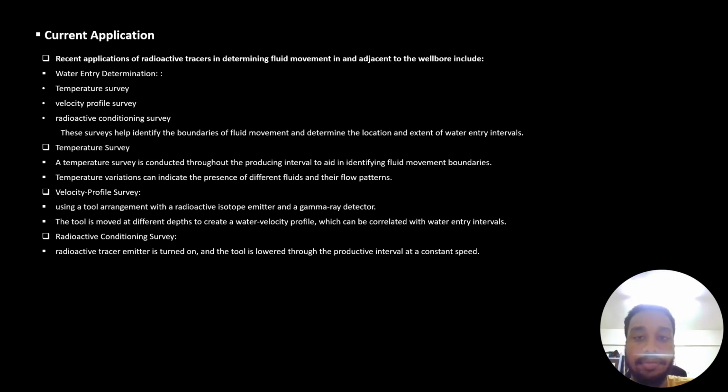Then we have the temperature survey. A temperature survey is conducted through the producing interval to aid in identifying fluid movement boundaries. Temperature variations can indicate the presence of different fluids and their flow patterns. We also have the velocity profile survey. This survey involves using a tool arrangement with a radioactive isotope ejector and gamma ray detector. Then lastly, we have the radioactive tracer survey.